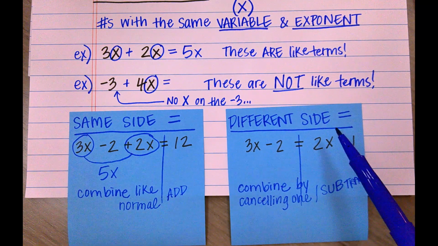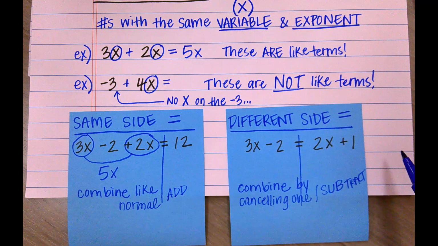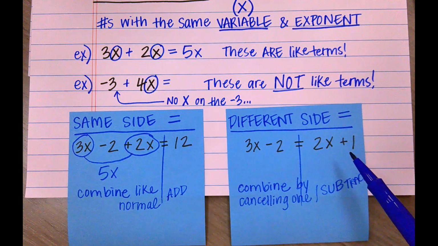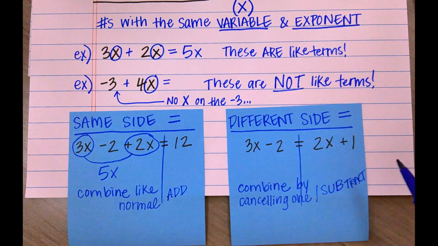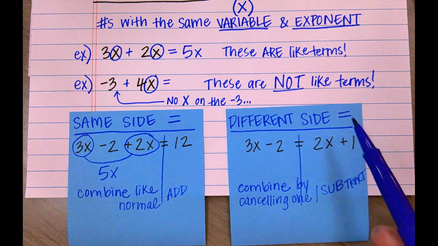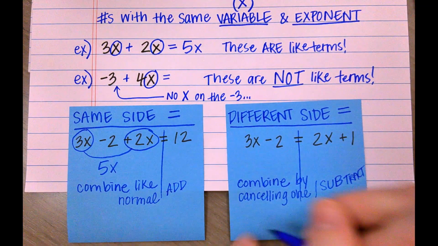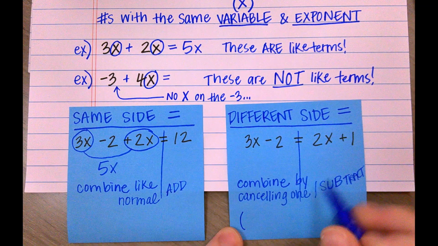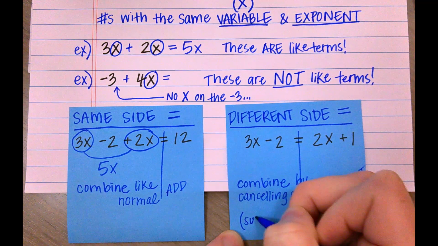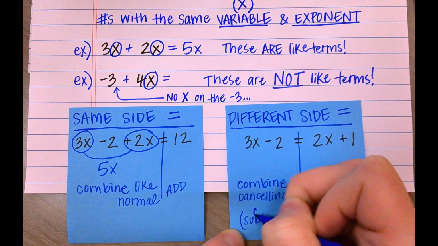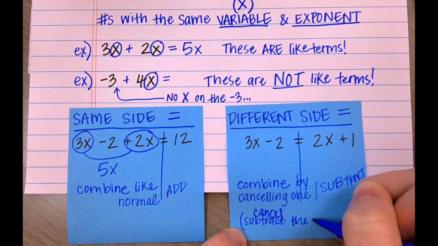So, what would I do here? You could subtract either one. Which one do you think would make this problem easier? Subtracting the 2x, the smaller one. The smaller one is easier because then you won't get a negative. I'm going to say subtract the smaller one, or cancel the smaller one.